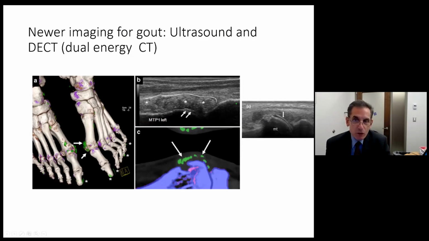There are some newer ways to image for gout. Ultrasound can be helpful, which can show what's called a double contrast sign or tophi. And then there's something called the dual energy CT scan, which can show areas of gout in areas of involvement. These are newer techniques and useful in patients where aspiration is either not possible or has not been successful.